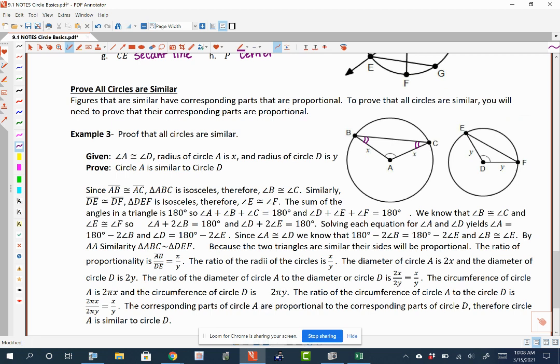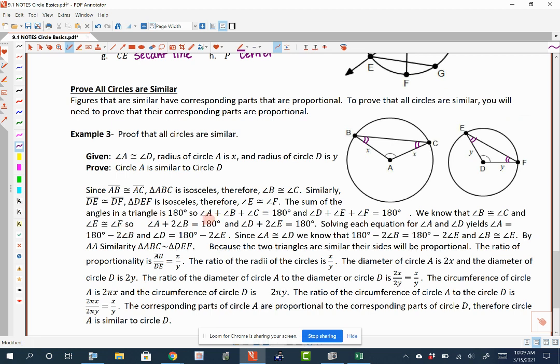The same can be said for our smaller triangle. DE and DF are congruent, which means angle E and angle F are congruent. So it says the sum of the angles in a triangle is 180 degrees, which we know. So looking at that big triangle, angle A, B, and C add up to 180. And in our smaller triangle, same. D, E, and F add to 180. And because we know that angle B and C are congruent and E and F are congruent, we're going to shorten these equations a little bit.